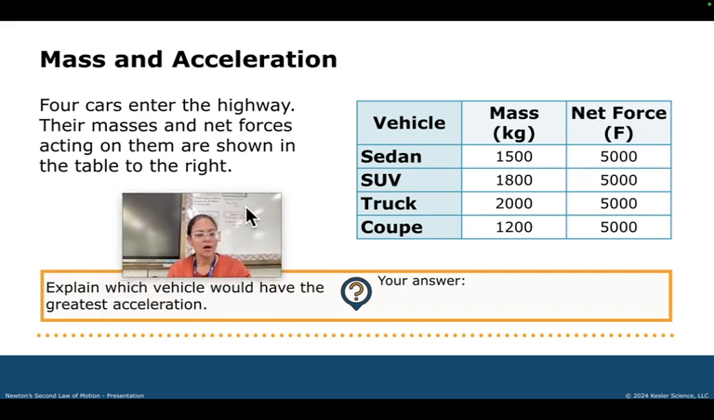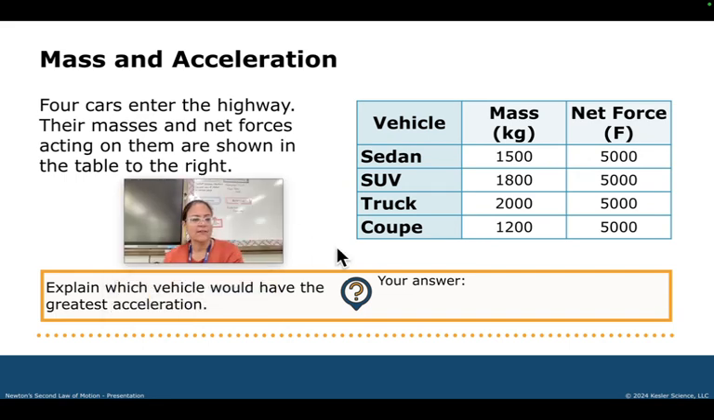All right, so 4 cars enter the highway and their masses and net forces acting on them are shown in the table to the right. So which vehicle would have the greatest acceleration? So all of them have a net force of 5,000 newtons. So they all have the same amount of force. And so we know that whichever one's going to have the greatest acceleration is going to be the easiest one to push. So if we have the same amount of force, the easiest one to push is going to be the lightest one. So which one of these has the least amount of mass?